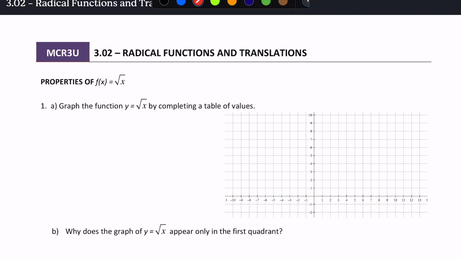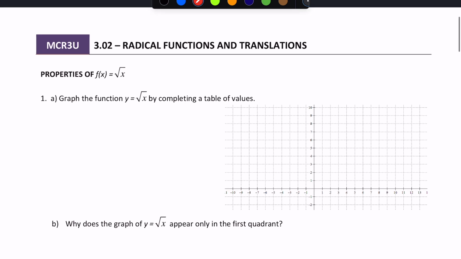So let's start with the radical function. The radical function is represented as f of x is equal to square root x. Here, f of x is equal to square root x will be our parent function. This is our parent function, and all the transformations are applied to this square root x.